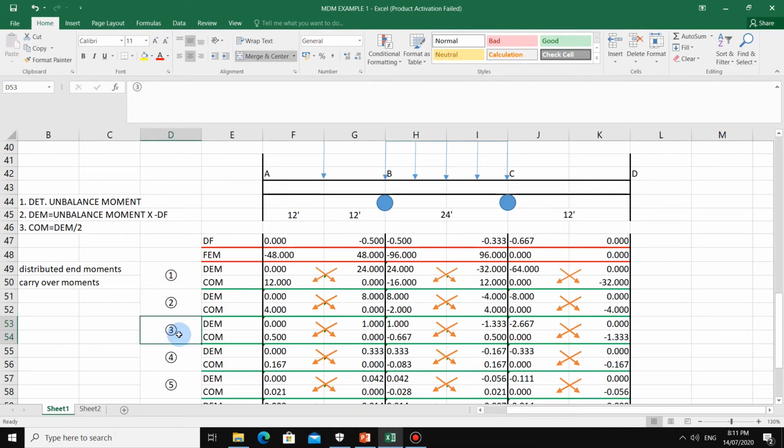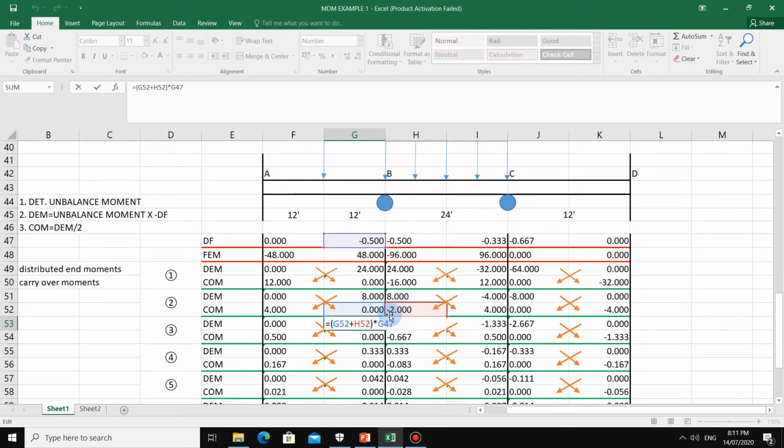Okay? So we do the same again, guys. So the DEM: where does this one come from? It comes from 0 plus negative 2, then times the DF. Okay, so this is negative 1.33, it comes from 4 plus 0 times negative 0.33. It drops, guys: 4 plus 0 times the DF. Then 0. Then after that, guys, it carries over 0.5. Okay, so it carries over, guys, 1/2 to the other ends of the member.